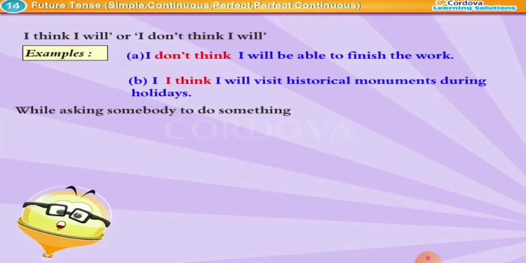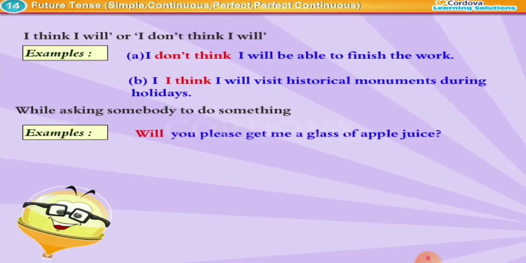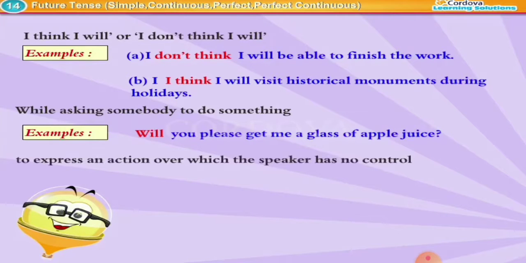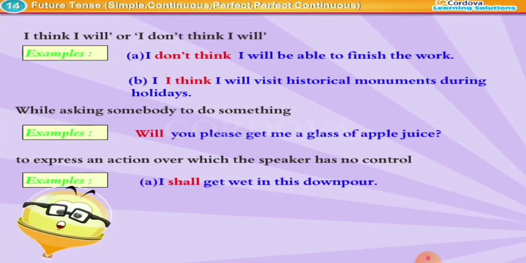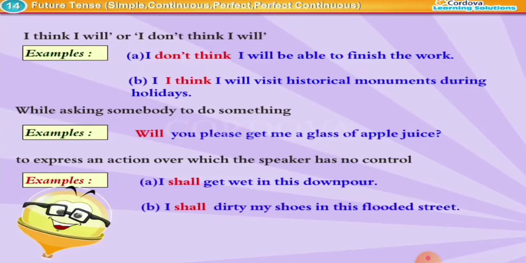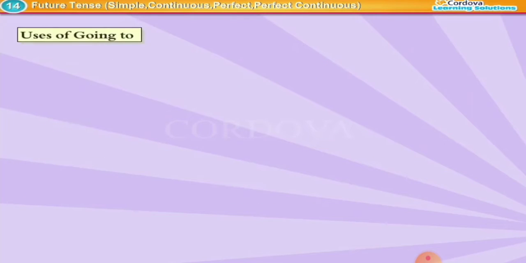While asking somebody to do something. Example: Will you please get me a glass of apple juice? To express an action over which the speaker has no control. Examples: I shall get wet in this downpour. I shall dirty my shoes in this flooded street.